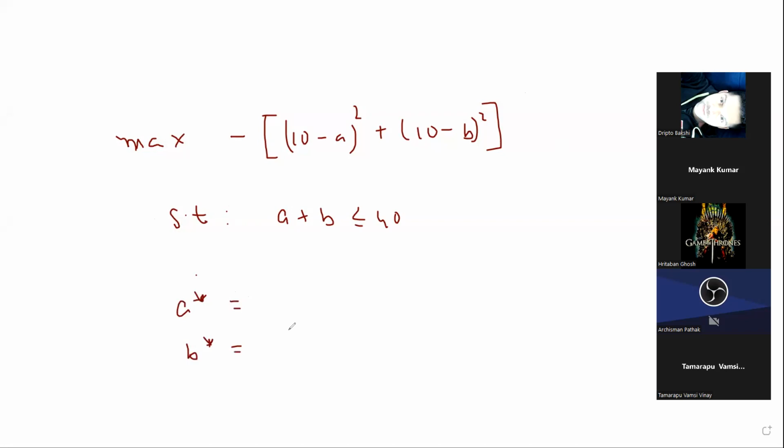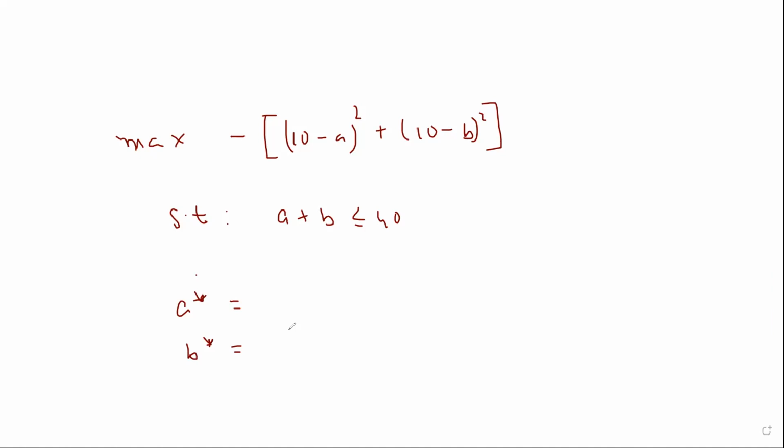Who's going to tell me? Mayank, tell me. Baritoban, tell me. What's going to be A star and B star? Somebody, please. What is your optimal A and optimal B? A star and B star are the optimals. So what are the optimal A and optimal B if you're maximizing this function?